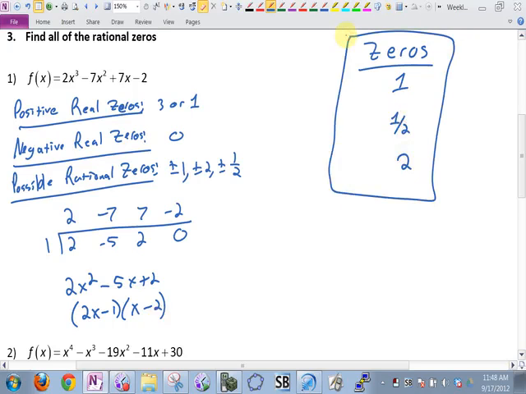What's that? Yeah, it turned out it was all the possibles repeated once, right? 1, 2, and 1/2.